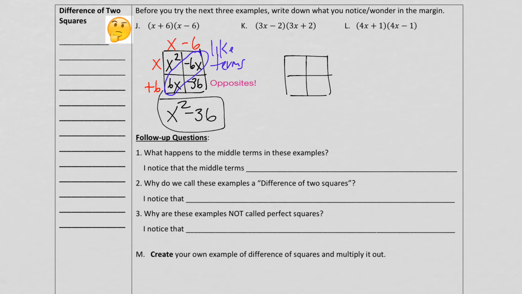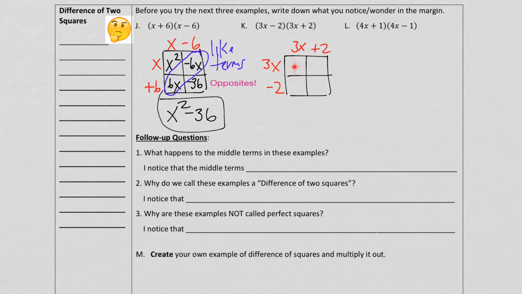And then here, I'm going to go ahead and place 3x minus 2 along this side here. So 3x and then minus 2. So 3x, then minus 2. Over the top, I'm going to put 3x plus 2 here. So 3x plus 2. And I'll multiply.